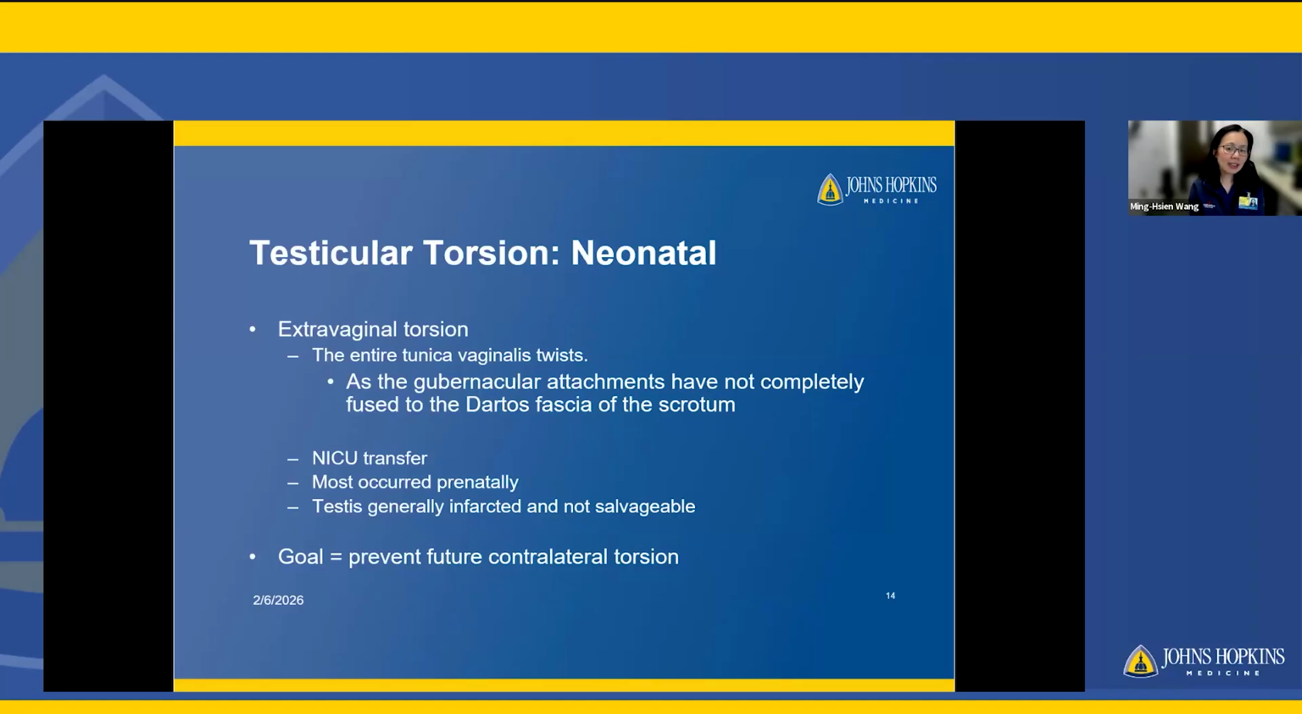But again, a lot of it depends on where the baby is born and what's reasonable. Do you have pediatric anesthesia available? Do you have an ICU available? So these babies could be admitted for at least 24 hours for observation.